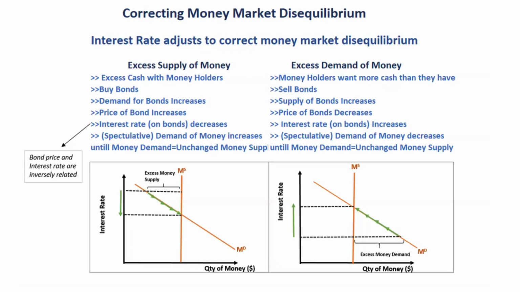As a result of which, interest rates on bonds are going to increase, as the price of bonds and interest rates are inversely related to each other. And as the interest rate increases, we know the quantity demanded of money is going to decrease, since interest rates and money demand are also inversely related to each other. So now the quantity demanded of money is going to decrease until money demand is equal to the unchanged money supply again, so that we're back at money market equilibrium where money demand is equal to money supply.